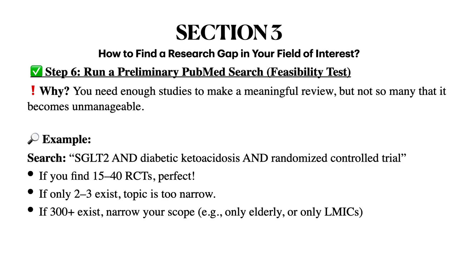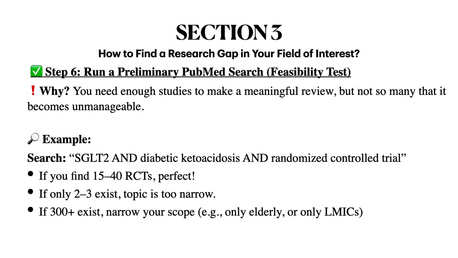The sixth step that we have in here is we have to run a preliminary PubMed search, that is a feasibility test. And why do we have to do that? Because you need enough studies to make a meaningful review, but not so many that it becomes unmanageable. So the research topic that you have decided, the research question, the idea, the seed of that research paper, you need enough studies to make a meaningful review.